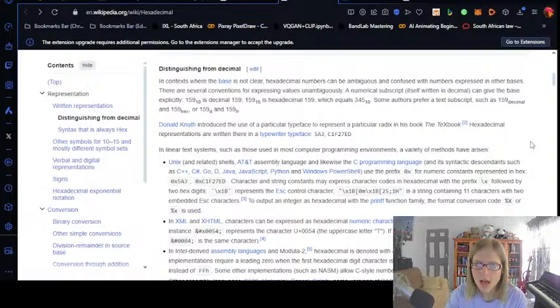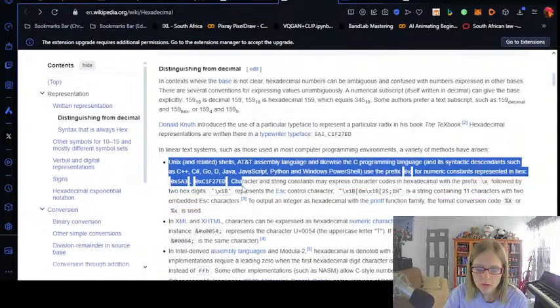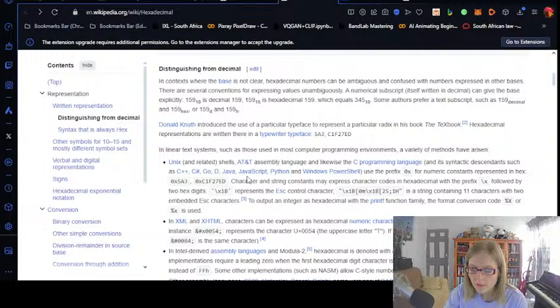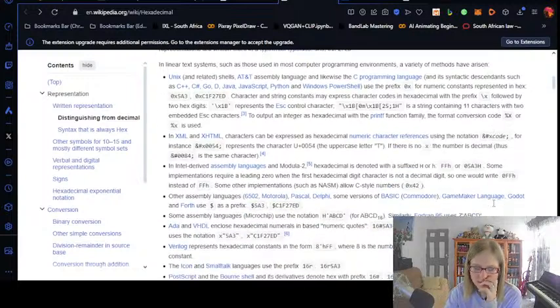And then I just wanted to highlight here again what I've said, but just for those of you maybe who are not into Python: JavaScript, C++, C#, Go, D, and Windows PowerShell use the prefix 0x for numeric constants represented in hex. So that's important to know.